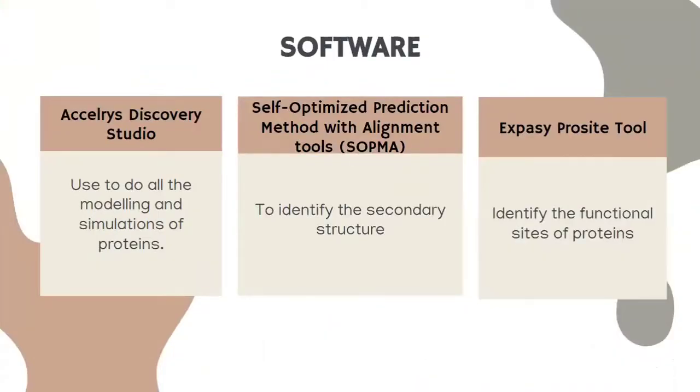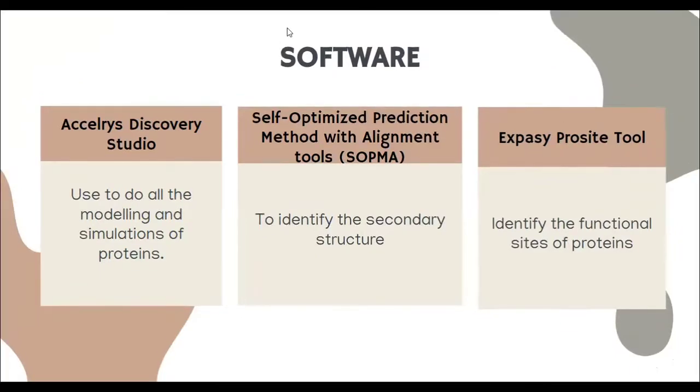Okay, next I will explain about the software that were used in the journal. There were a total of 7 software that we have used. The first one is Accelrys Discovery Studio, which is used to do all the modeling and simulation of proteins. The second one is Self-Optimized Prediction Method with Alignment, SOPMA, which is used to identify the secondary structure. The third one is the ExPASy PROSITE tool, which is used to identify the functional sites of protein. Next slide.